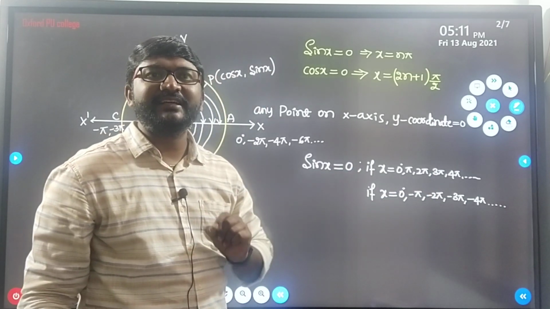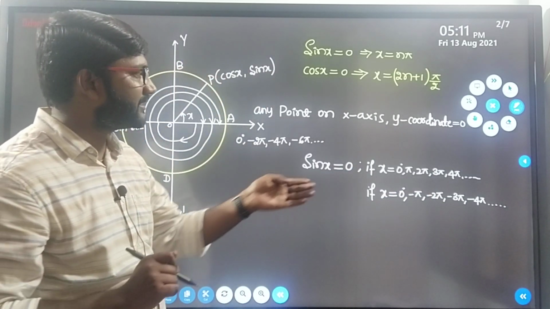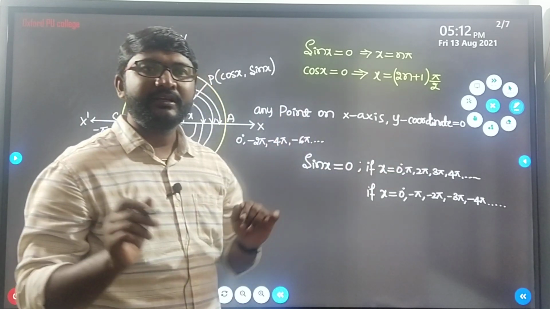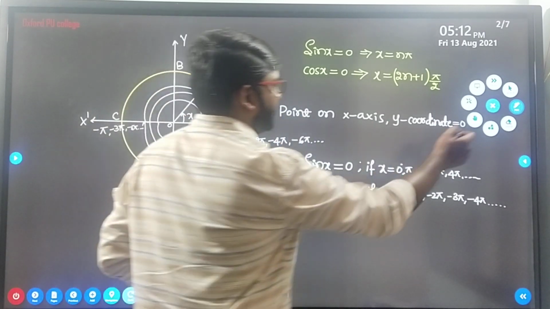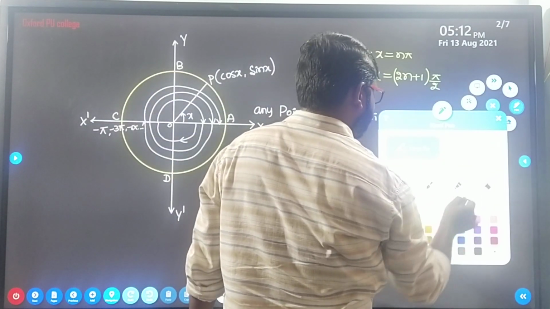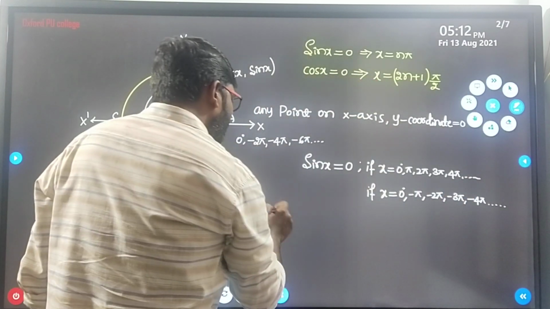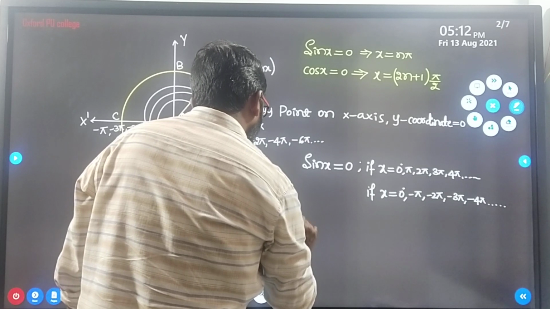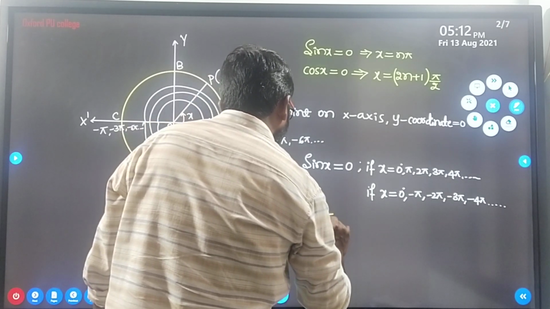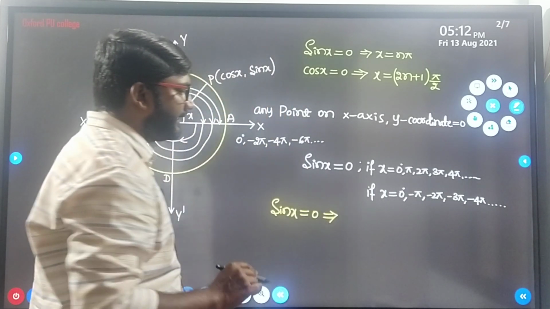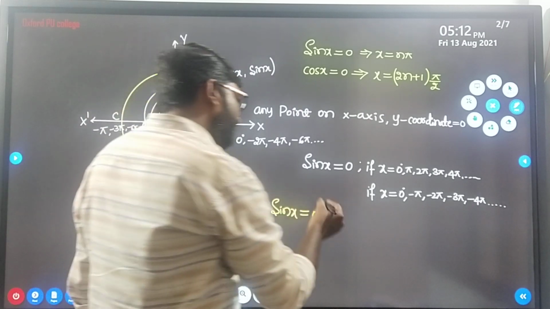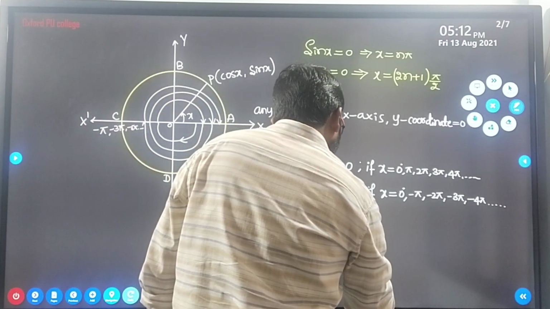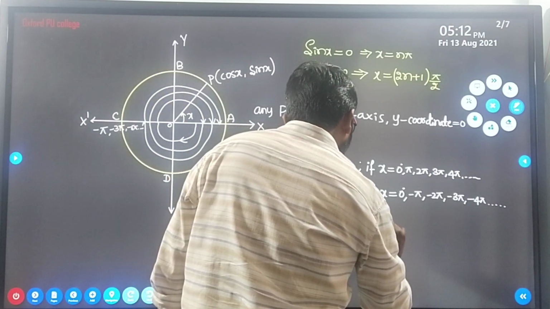So can you generalize this? So just think about this. Instead of writing all this information, can we generalize? Yes, we can. So let us generalize this formula now. sin x equal to 0 implies x equals n pi.